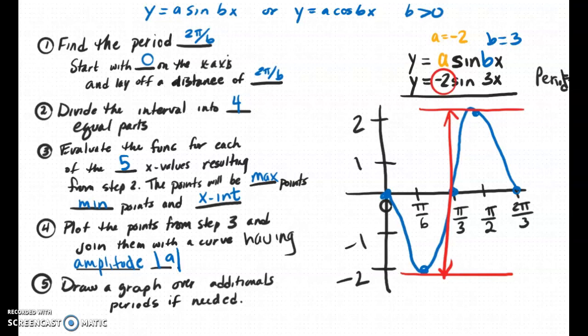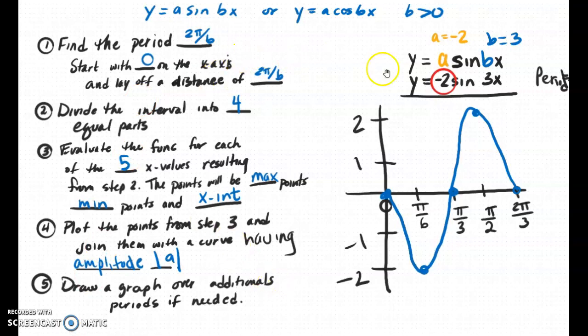And then, like I said, you could copy and paste this. Remember, it is the sine wave. So the sine wave repeats itself with each additional period. And so this is one complete cycle. So you copy and paste this in each direction, or you figure out those intervals pi over 6 apart. And so that is how you graph the sine or cosine.